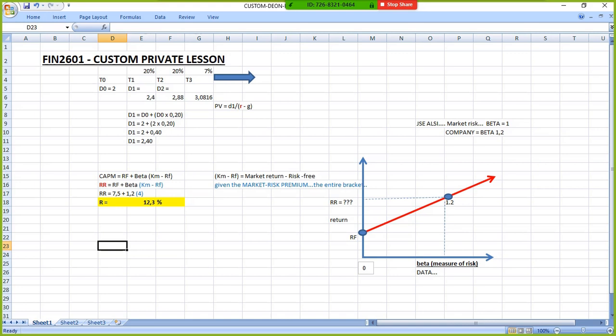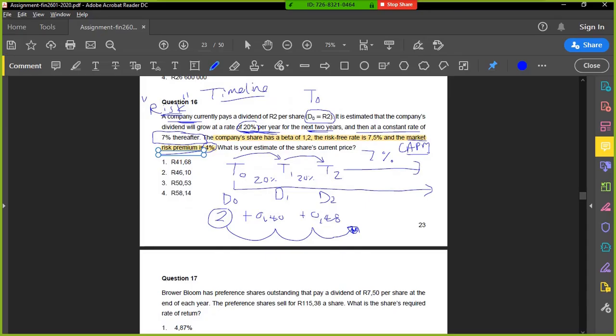I just want to ask about that KM minus RF. So the KM was the market risk, am I right in saying that? No, the KM is the return. They didn't give that to you in the question. They gave you the market risk premium, the 4%, which was the bracket. If you wanted the KM, it would have been 11.5. 11.5 minus 7.5 equals 4.